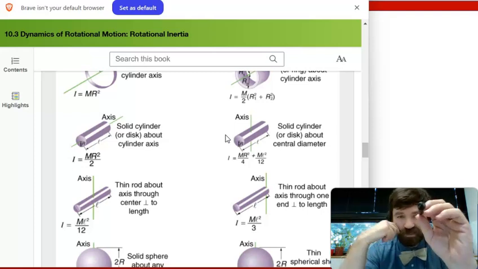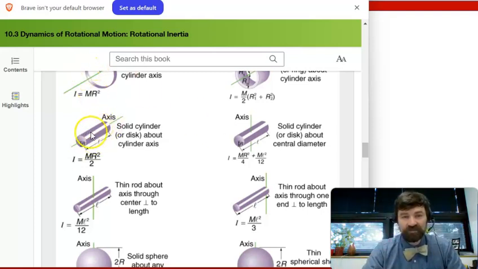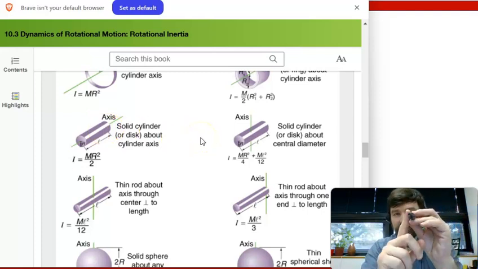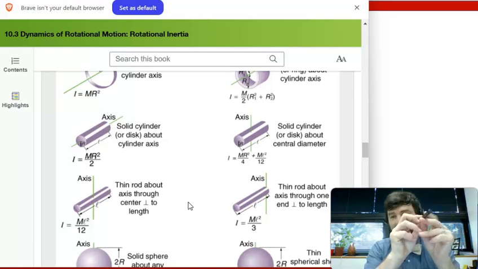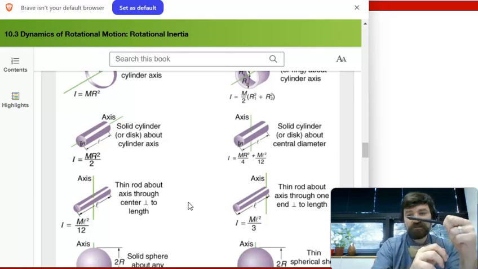And so that is the left of the two. The right one, you have an axis through the center. That means that it is rotating more like this, through an axis through its center. And so you have slightly different values for your object depending upon what axis you choose. There's also the thin rod rotated about its center. This is more like a thin rod than a disc or cylinder. And then there's the thin rod rotated about its end point. So more like this.